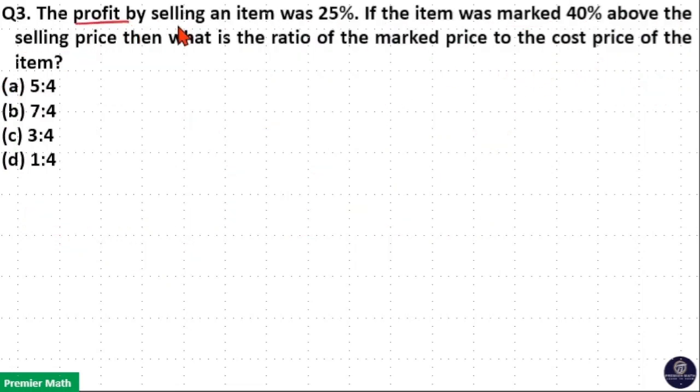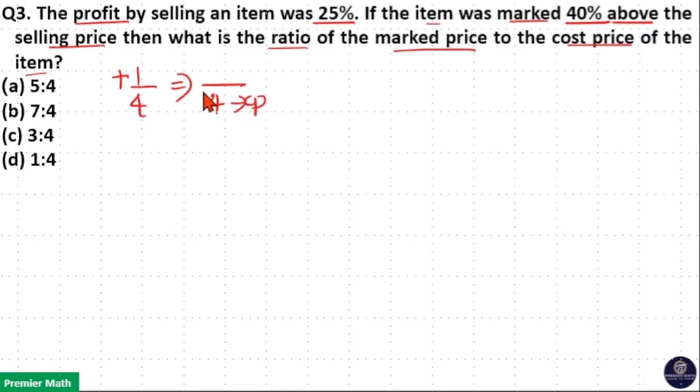The profit by selling an item was 25%. If the item was marked 40% above the selling price, then what is the ratio of marked price to the cost price of an item? Here, profit means plus. 25% means 25 by 100, this 1 by 4. So, plus 1 by 4 means if 4 part is the cost price, then 1 part is the profit. So, 4 plus 1, 5 part is the selling price.